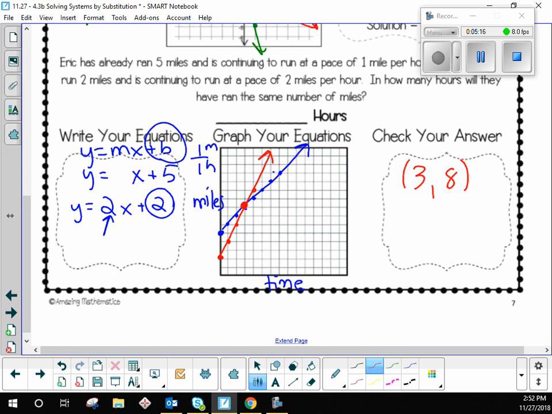Which of those is the answer to our question? The 3, right? It took them 3 hours to run 8 miles. No, it took 3 hours to get the same amount, which was 8. Yeah. So 3 hours to run the same amount of miles, which is 8 miles. All right, so that is the practice problems that went with our lesson yesterday, which we used for a warm-up.